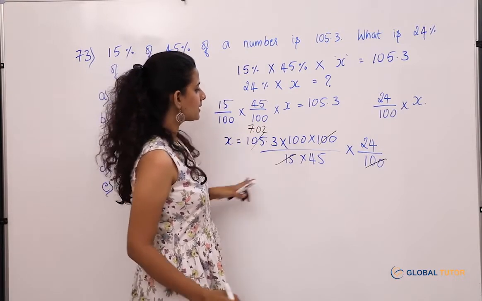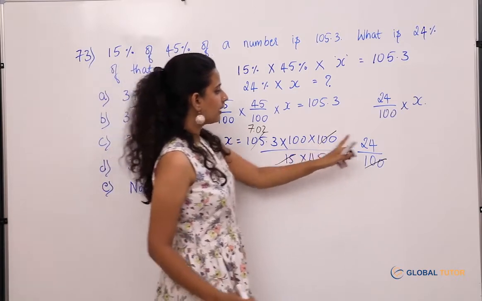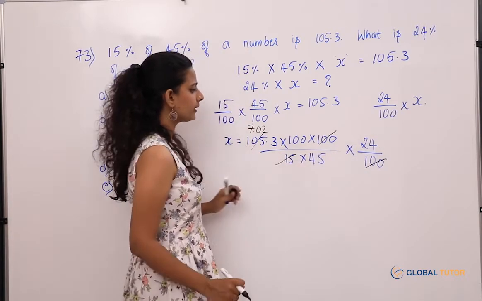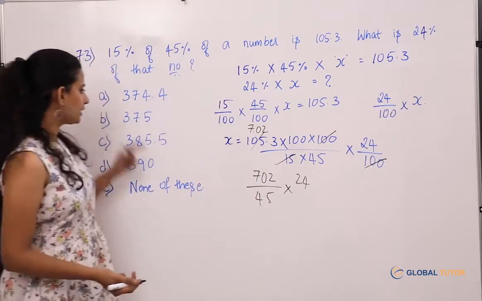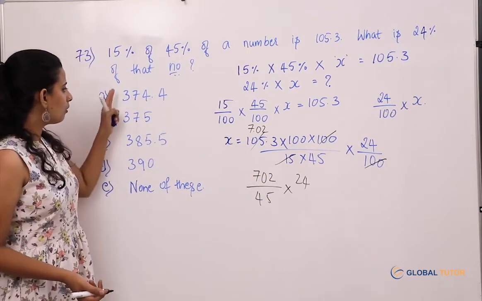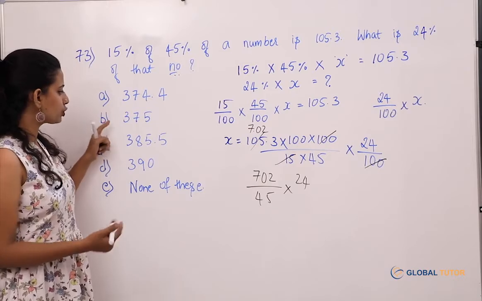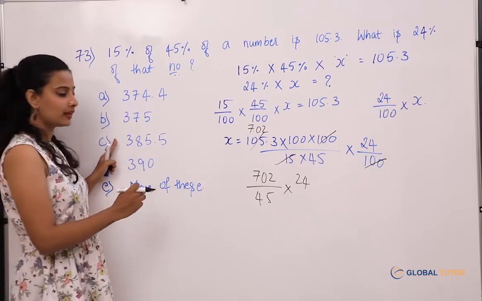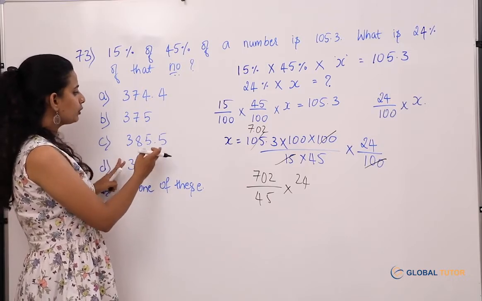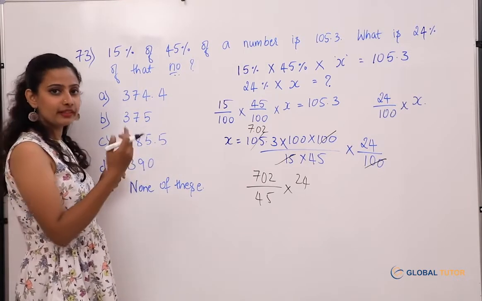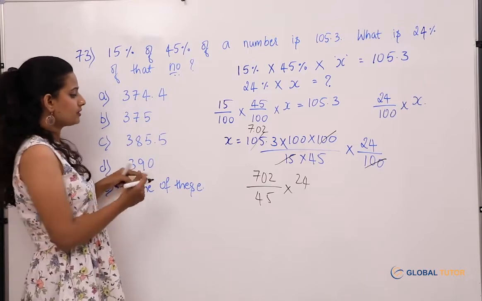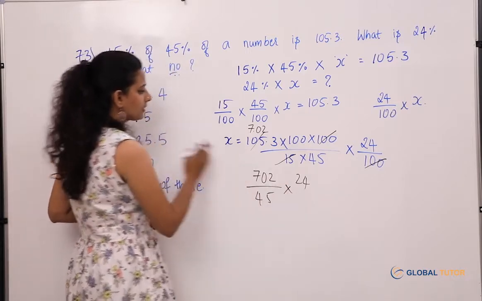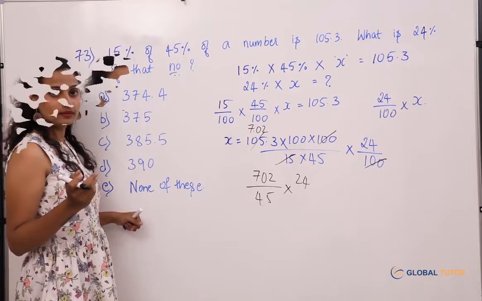So it will become 702 into 24, divided by 45. Here in the options, if you observe, all the options are very close by. So if I approximately take it as 380, it's all plus or minus 5, and it would be about 1.2% if I consider it as 400. So I cannot approximate this and find out the answer.